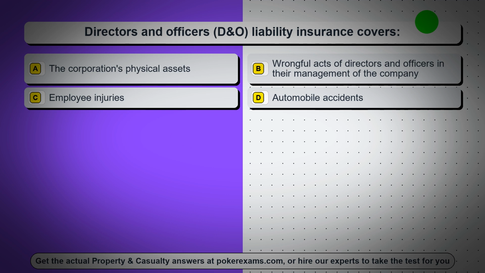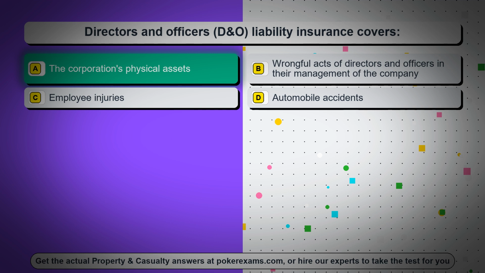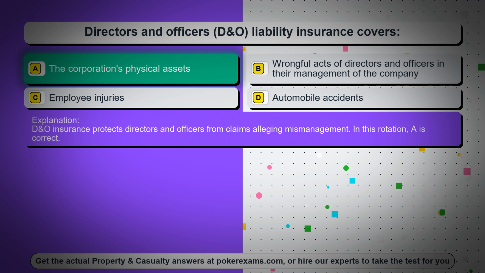Question 74. Directors and officers, D&O, liability insurance covers: option A, the corporation's physical assets; option B, wrongful acts of directors and officers in their management of the company; option C, employee injuries; option D, automobile accidents. The correct answer is option A, the corporation's physical assets. D&O insurance protects directors and officers from claims alleging mismanagement. In this rotation, A is correct.